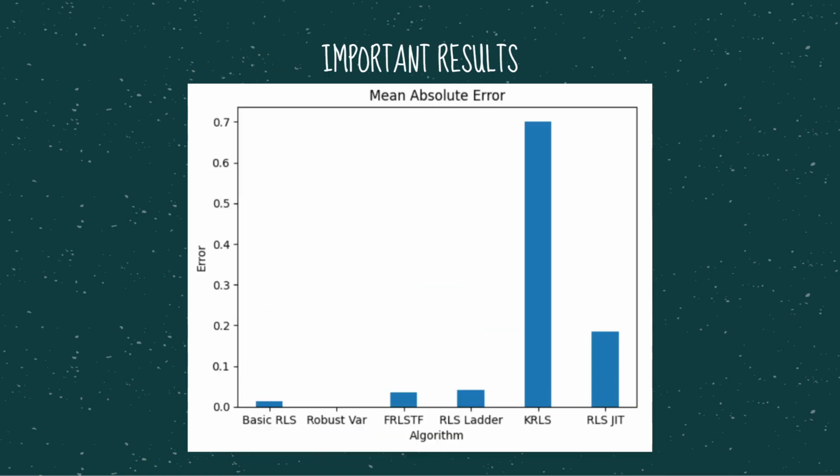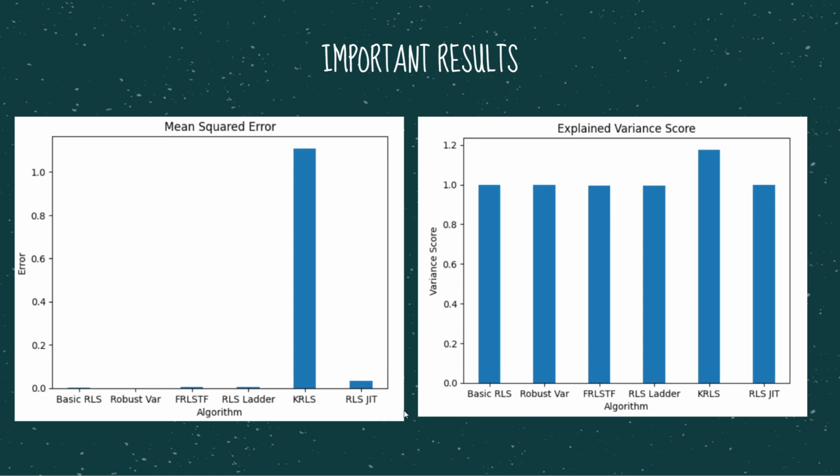Here are some important results and comparisons between the different algorithms. Here we can see that robust variable forgetting factor produces the least amount of error, whereas the kernel recursive least squares produces the most mean absolute error. Similarly, the mean squared error for KRLS is relatively higher than the other algorithms, and so is the explained variance score.